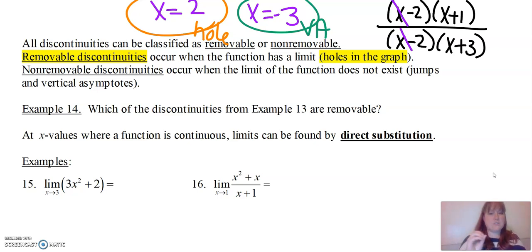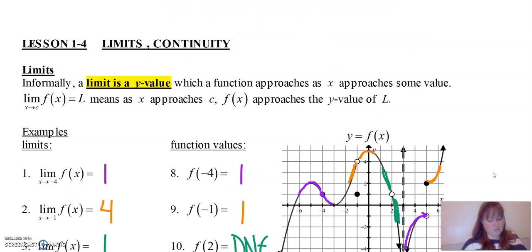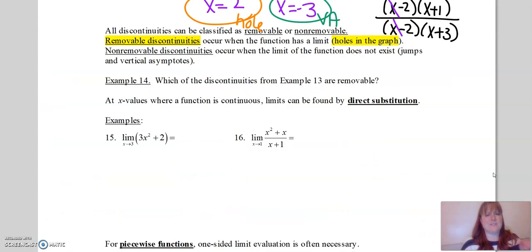So if you have to go back to that, let's remind ourselves that we can find it with algebra, okay? Which of the discontinuities from example 13 are removable? Oh, we already talked about that. We got this. You guys have got this. All right. The main thing I want you to remember is that if they cancel out, they're a hole. And if they don't cancel out, they're a vertical asymptote, because that is something we see over and over and over again with finding discontinuities. Okay.